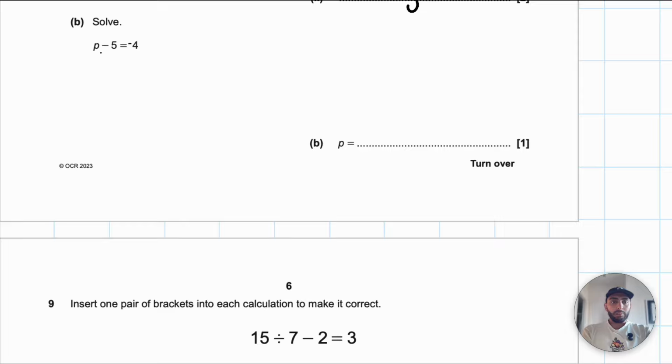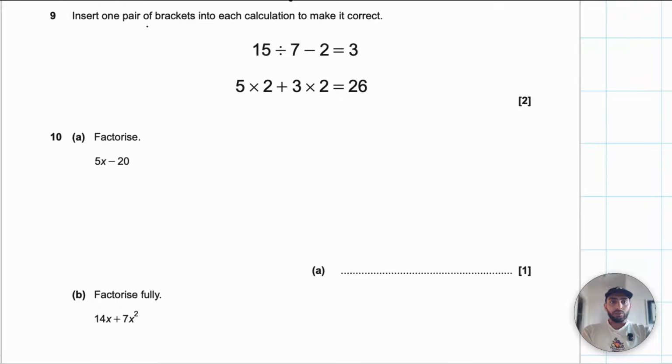Part B. P take away 5 is equal to negative 4. So right now, on the left-hand side, we're taking away 5 from that. To undo that, we need to do the opposite of taking away 5. We're adding 5 there, and we're adding 5 there. So P is equal to, this will cancel out, negative 4 add 5. Negative 4 add 4 is 0. Add 1 more gets you to 1.